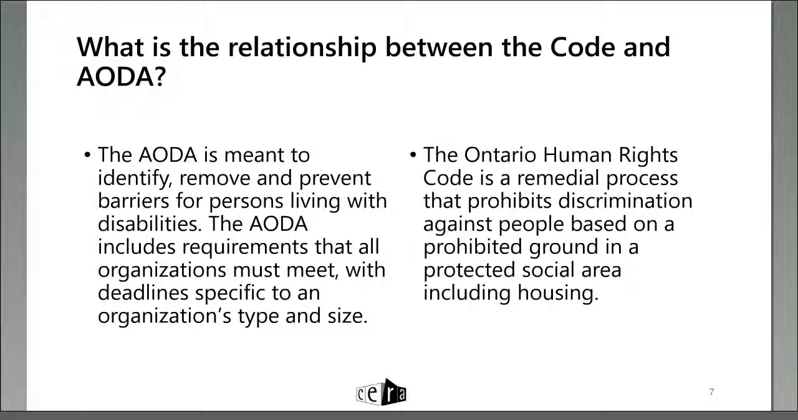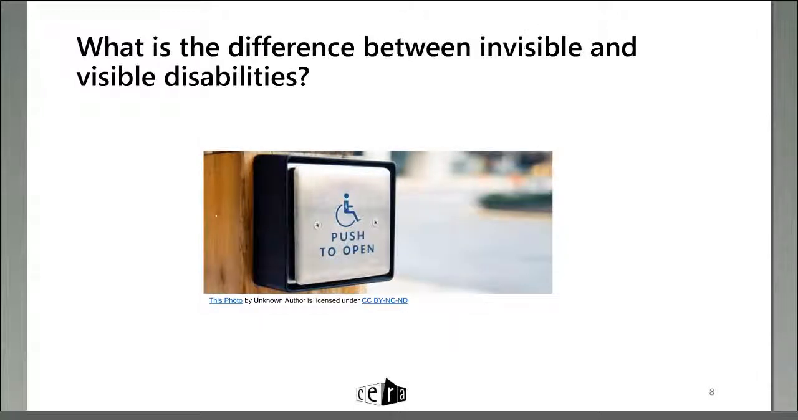Under the code, housing providers have a legal duty to accommodate renters living with disabilities upon receiving requests to do so. Renters who are not accommodated may file a case before the Human Rights Tribunal for the discriminatory effects of living without that accommodation. If a housing provider meets all of their AODA requirements, they may still have obligations under the Ontario Human Rights Code. However, meeting AODA obligations may result in fewer requests for accommodation if accessibility guidelines have already been met.